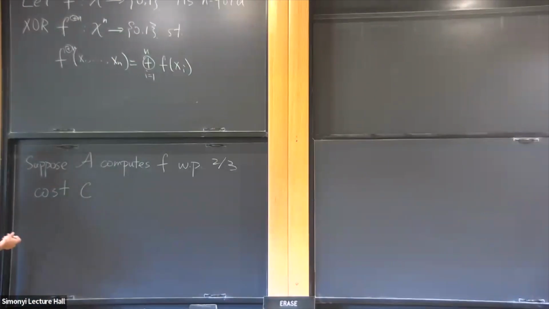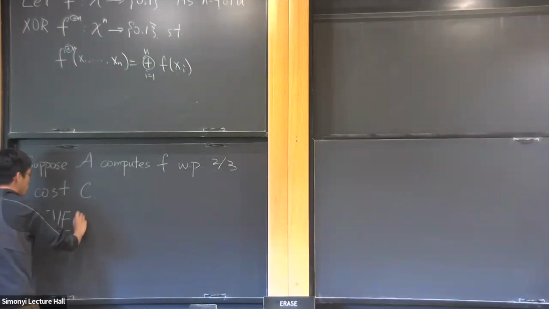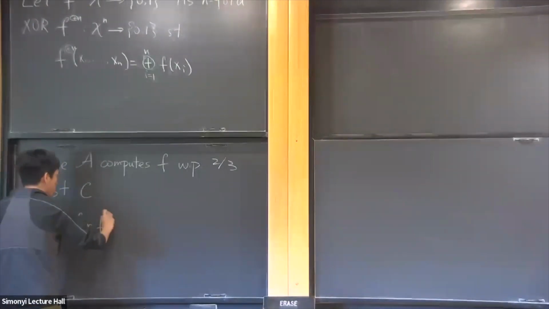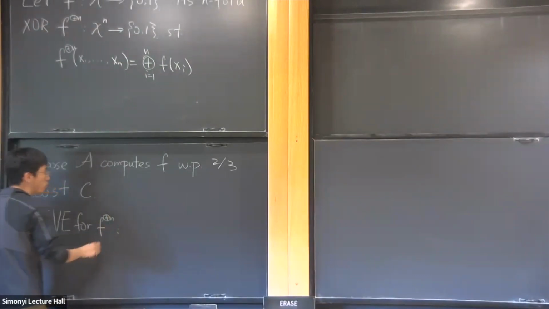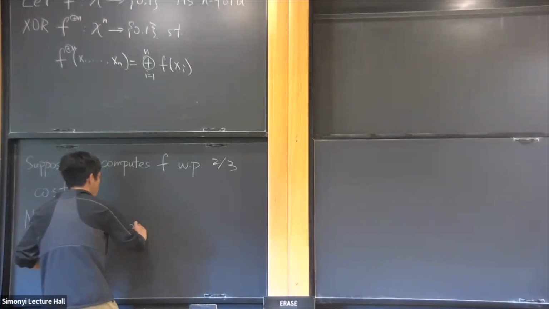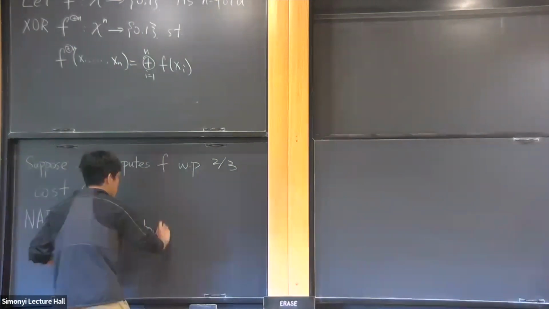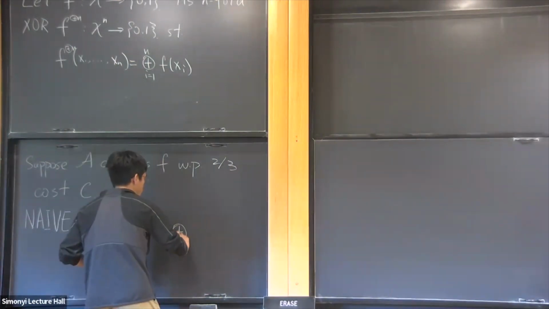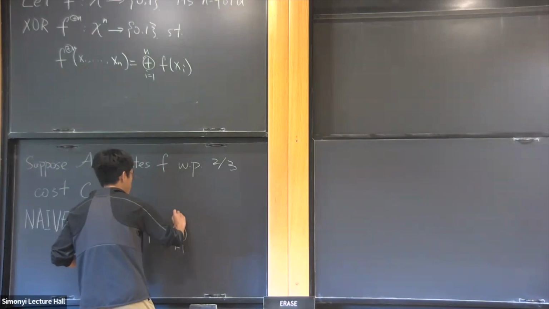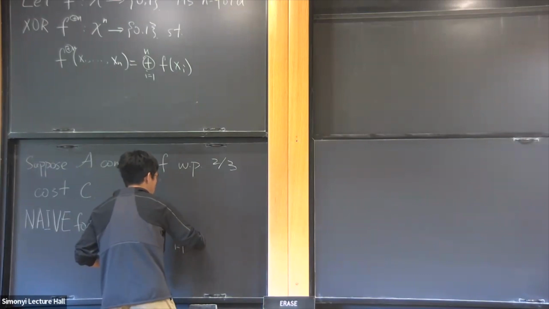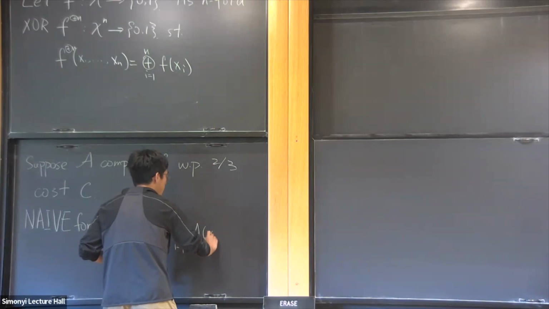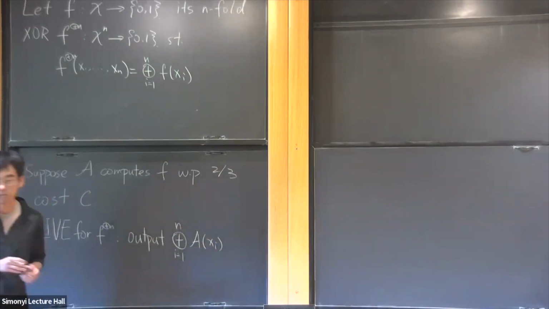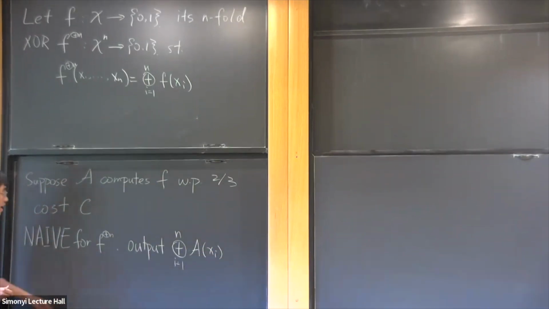Then here is one naive algorithm for f to the n. We can simply look at the n input coordinates and then apply this algorithm A on each of the coordinates and get n output bits, which may or may not be correct. And then we just output the XOR of these n bits. So you output the XOR over i from 1 to n of the algorithm A on each of the coordinates. So this is one naive thing that we can always do.